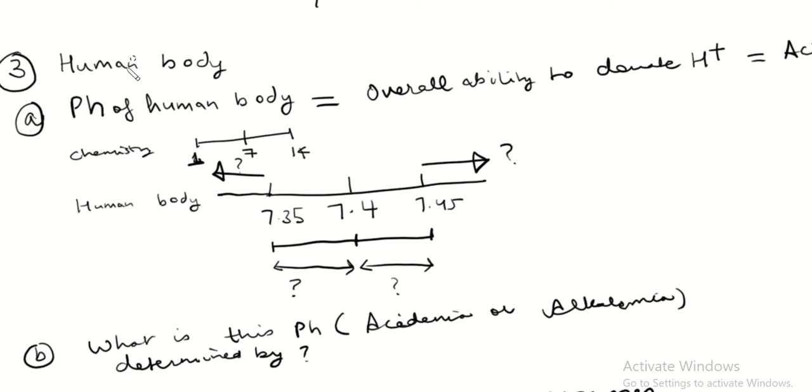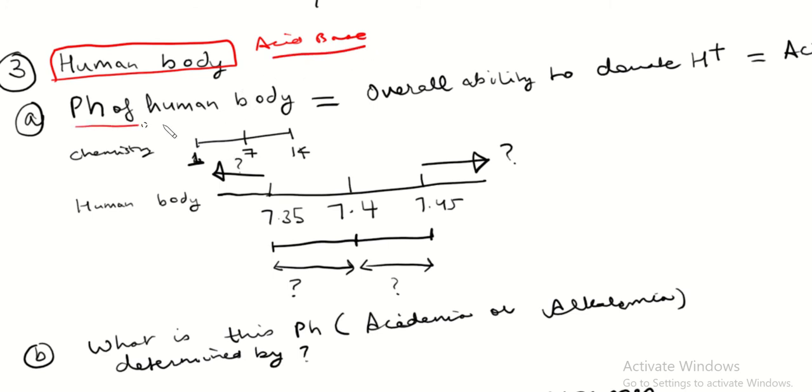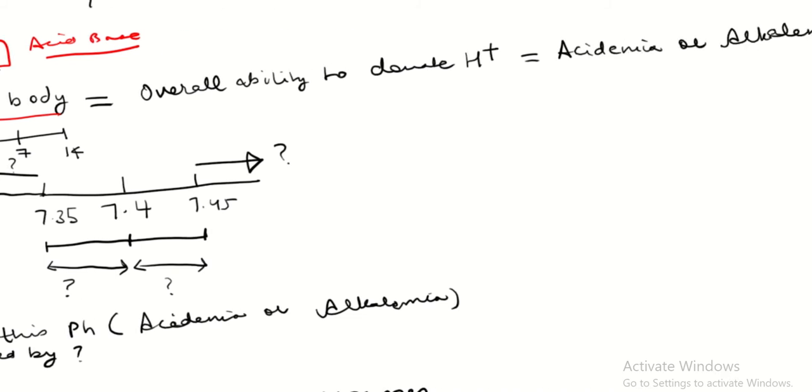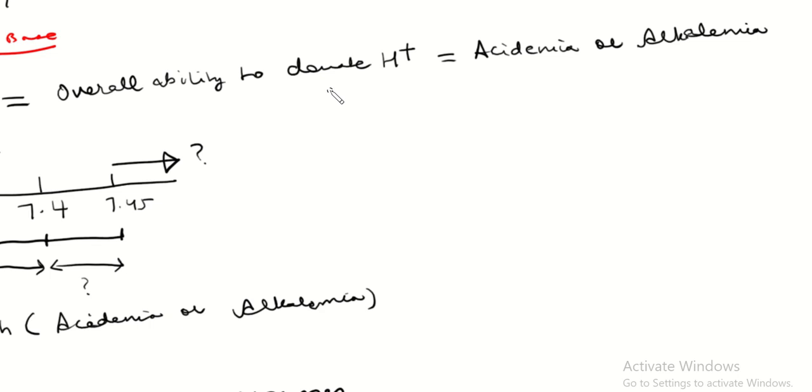Now, this is not a chemistry class. We're talking about the human body. So, let's talk about acid base as it's relevant to the human body. So, what is the pH of the human body? It is the overall ability to donate a proton. Same concept. So, I could have a high ability to donate a proton, which would make my body go into acidemia, or I could have a lower.